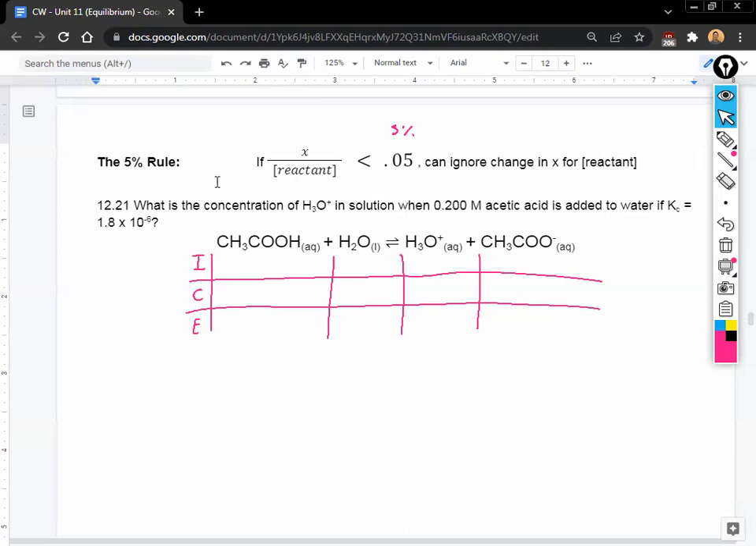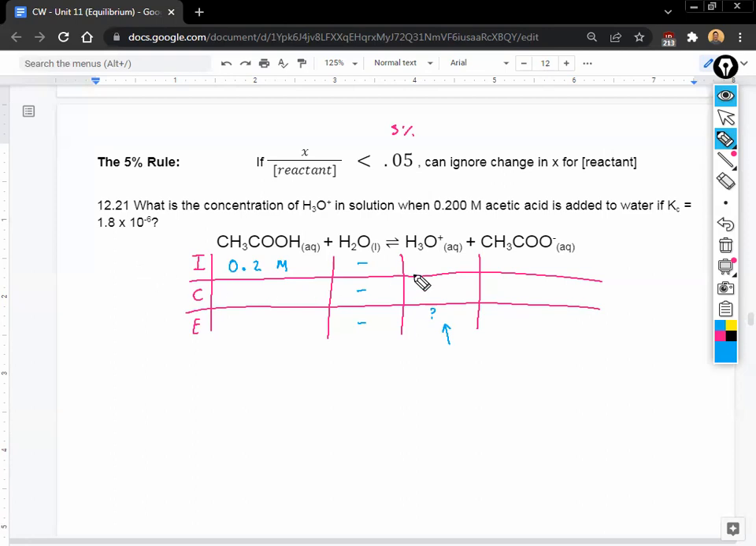So it's asking us what's the concentration of hydronium, H3O+. So basically, we're looking for this guy right here. This is what we're looking for when 0.2 molarity acetic acid is added to water. So we know that our initial concentration for acetic acid is 0.2 molarity. Water is a pure compound, so we can just plug in nothing for it. We can ignore this column. And it tells us the Kc is 1.8 times 10 to the negative 6.